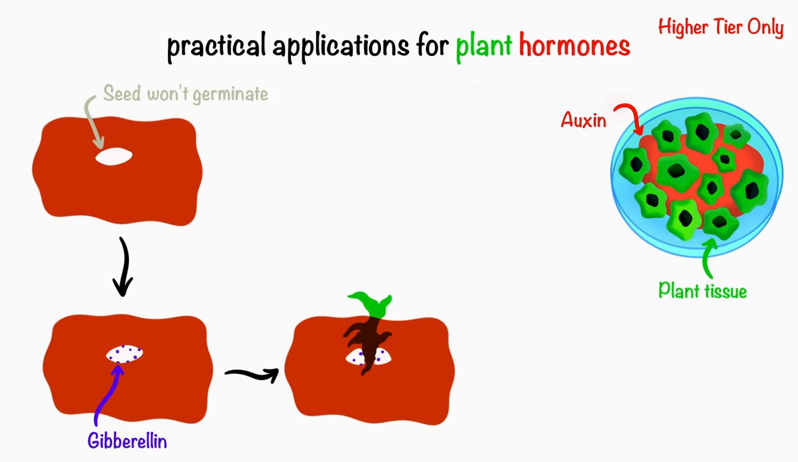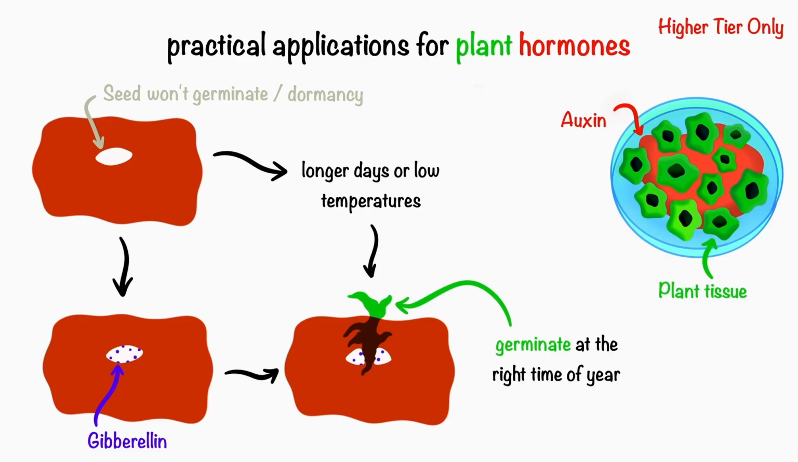Many seeds won't germinate until they've been through certain conditions, such as a period of cold or dryness. This is called dormancy and helps ensure seeds germinate at the right time of year. Seeds can be treated with gibberellins to break dormancy and make them germinate at times of year when they wouldn't normally grow. This gives farmers more control over when crops develop.